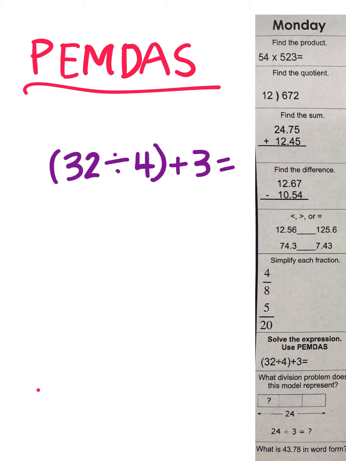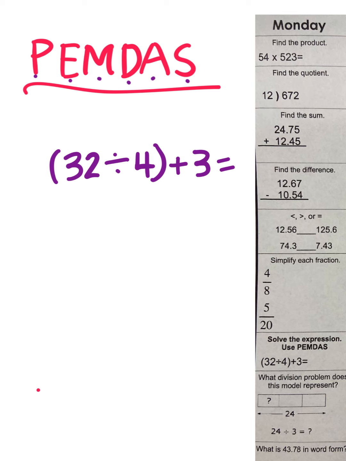So now let's solve this expression. We're going to use PEMDAS. Just a quick reminder, we know that the P is for parentheses. We'll start with parentheses first when solving the problems. Then exponents, we'll talk about exponents a little later. You probably won't see any exponents on your spiral just yet. M for multiplication, D for division, A for addition, and S, you know it, subtraction. So we're going to use these steps as we solve this expression.